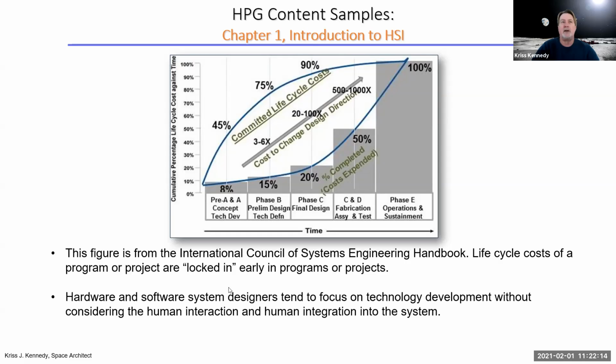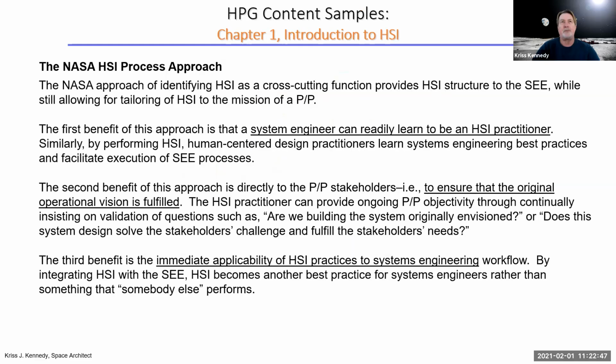So hardware and software system designers tend to focus on technology development without considering the human interaction or human integration in the system. And I've seen examples of this numerous times. And so when we did the Habitat Demonstration Unit, one of the aspects of that was addressing human system integration and human in the loop testing, and forcing these hardware and software technology development projects to get off the benchtop and integrate into a system test, which included the humans.